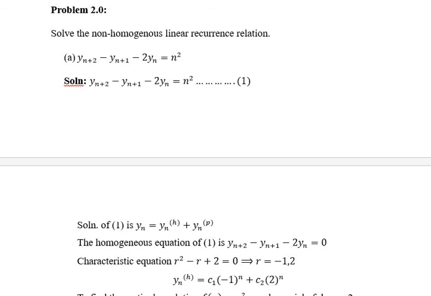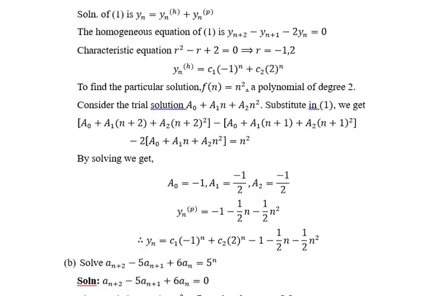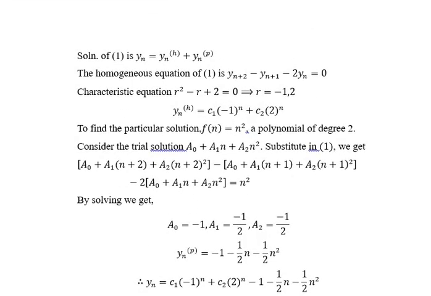So first we'll find what is y_n^h, that is the homogeneous case. How will you do the homogeneous case? We'll equate the right hand side to 0, that is y_(n+2) minus y_(n+1) minus 2 y_n is equal to 0. We'll find the characteristic equation, that is r square minus r minus 2 is equal to 0, and we'll find the corresponding characteristic roots. What are our characteristic roots here? r is equal to minus 1, 2. They are distinct and real. So your y_n^h will be of the form c1 into minus 1 raised to n plus c2 into 2 raised to n. So this is your y_n^h.